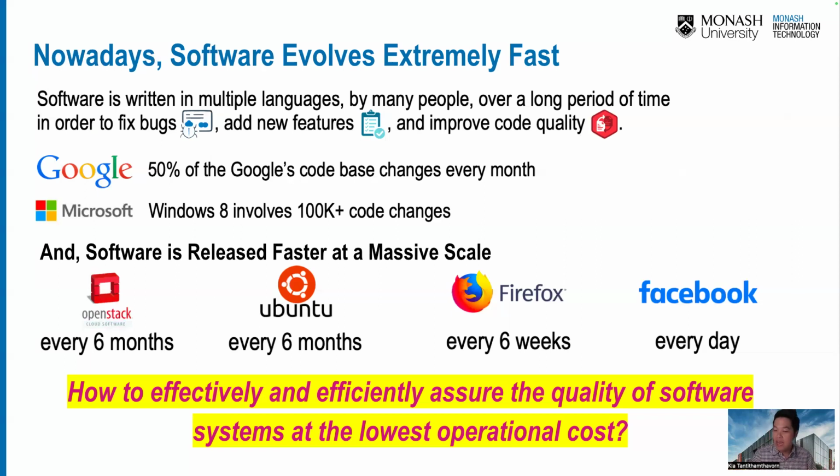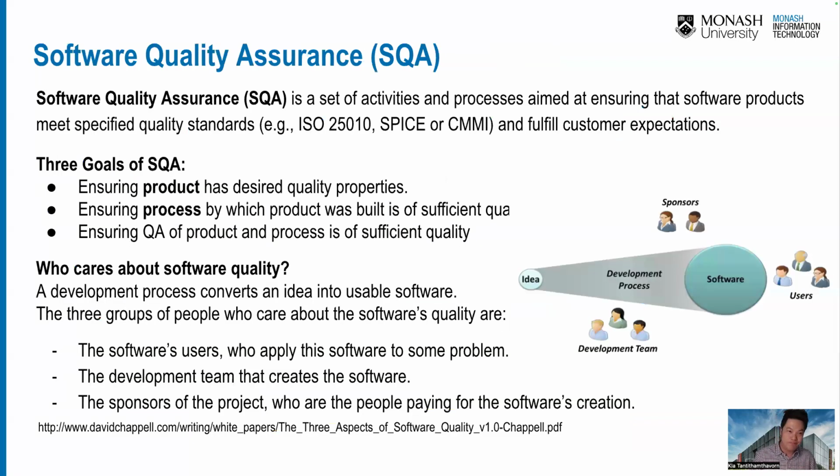How can we effectively and efficiently assure the quality of the software system at the lowest operational cost? What we mean is that we could fix the bugs for 10 years, one bug at a time, but is that really cost effective, right? So it's not. That's why we need to engineer the software system, engineer quality products to make sure that they are of top quality. There's no bug at all. But how can we do that effectively at the lowest cost, right? That's why we need to understand the principles of software quality assurance and modern software testing techniques, okay?